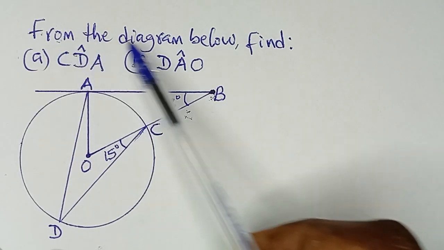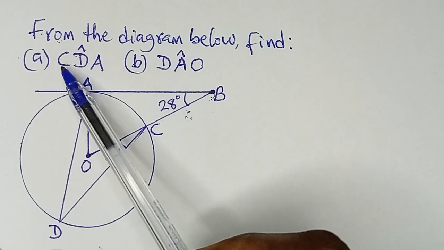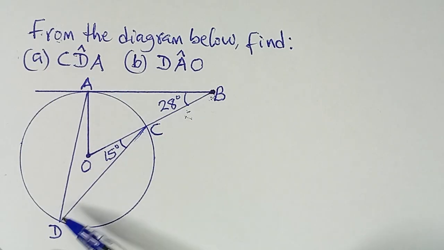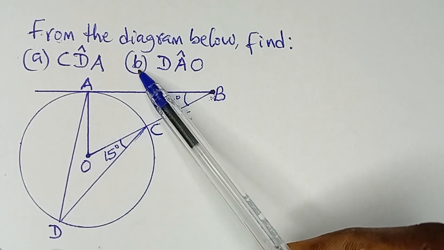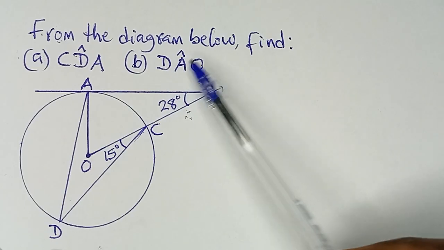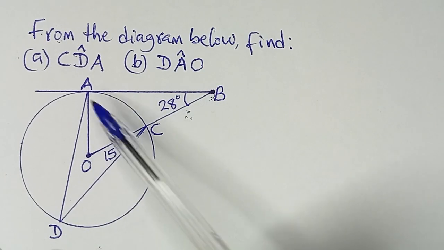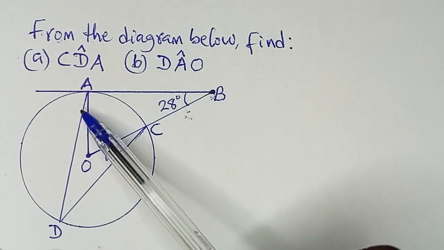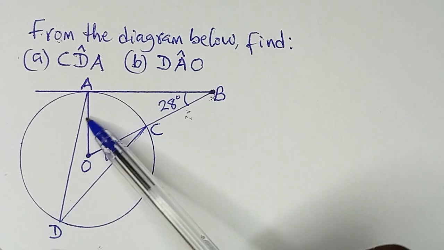Now, the question says from the diagram below, find CDA, that is angle CDA. CDA, that is the middle letter, which is this angle. And then B part says DAO. So we say DAO, that is the middle part again, which is letter A, that is this angle.